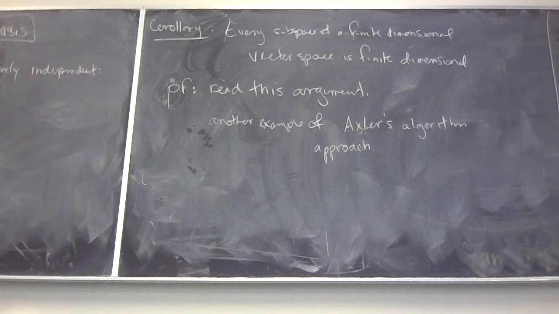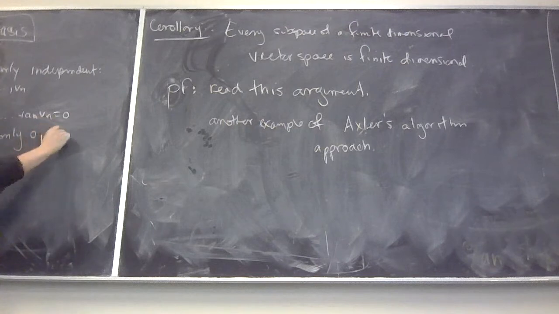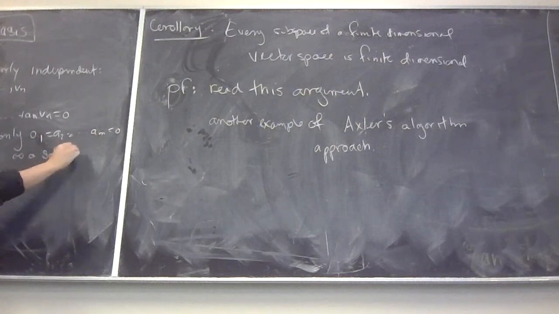So first, of course, when your great-grandchild comes in and asks what a basis is, the first thing you have to tell them is what a linearly independent list is, which, as everybody knows in here at this point, is a list V1 through Vn with the property that a1 v1 + ... + an vn = 0 has only a1 = a2 = ... = an = 0 as a solution. The only way to arrange these vectors in a linear combination to get zero is if all coefficients are zero.